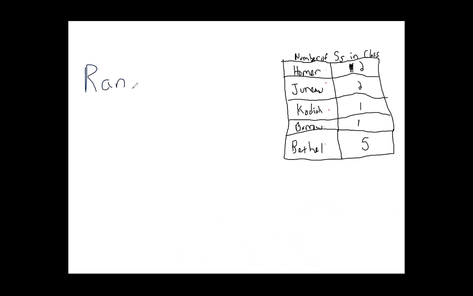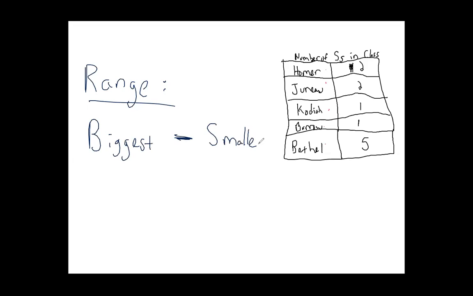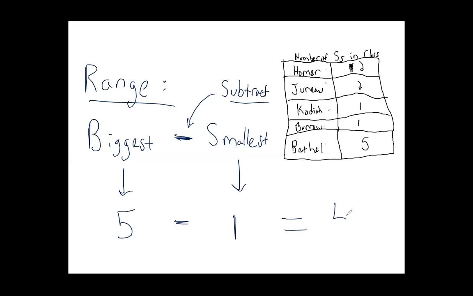Last one. Range. Range is fairly simple. We take our biggest data number and subtract our smallest, and that gives us the range. So if Bethel were actually here with 5 students, that's our biggest, so we plug in 5 minus our smallest, which are Kodiak and Barrow, 1. The range between one site and another for number of students would be 4 students. That's our range.